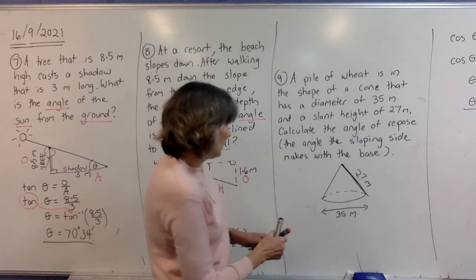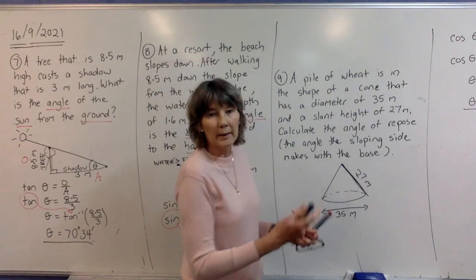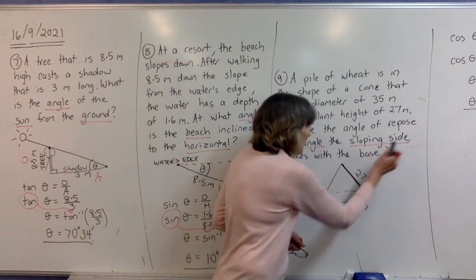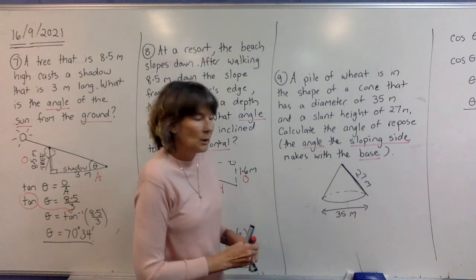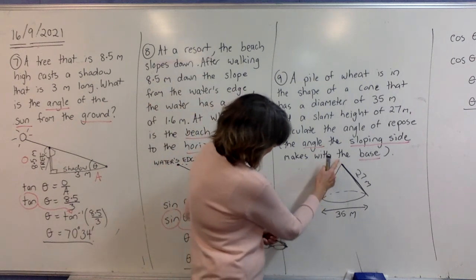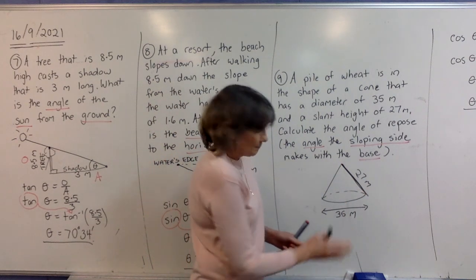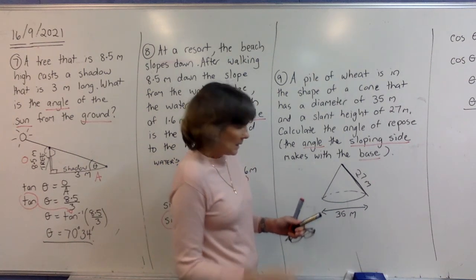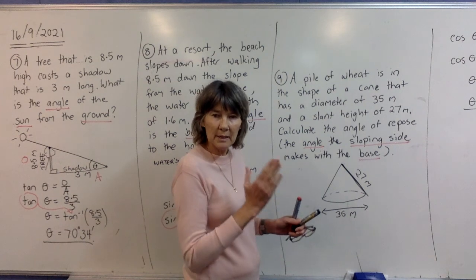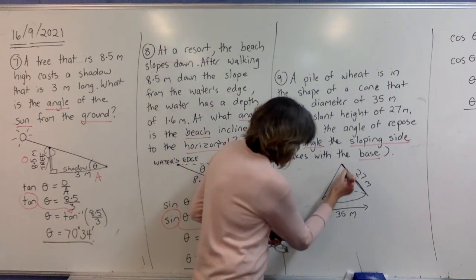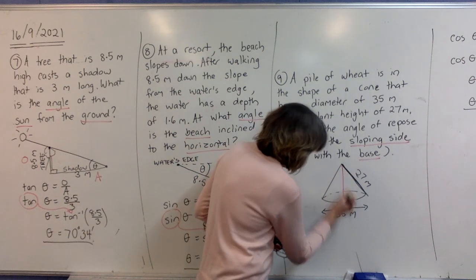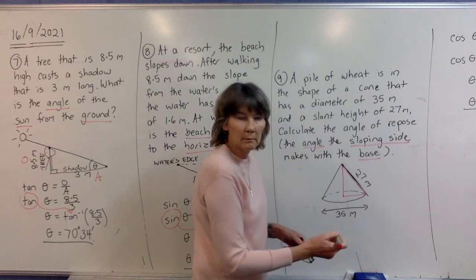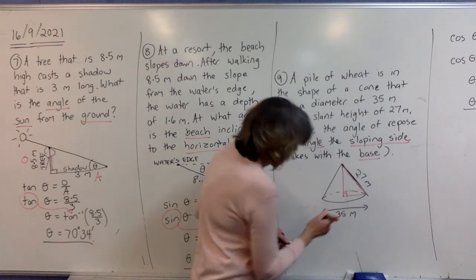Now, we have to find the angle of repose, and they've explained what that is. It's the angle the sloping side makes with the base. All right, so there's your sloping side, and the whole circular base is the base. So what we do here is just look at a piece of the cross section. So I need you to get your red pen, and you're going to draw in a right angle triangle like I've done. So there is a right angle here.